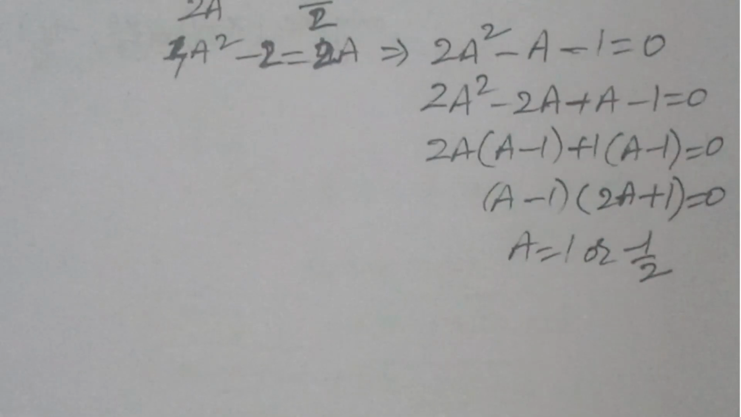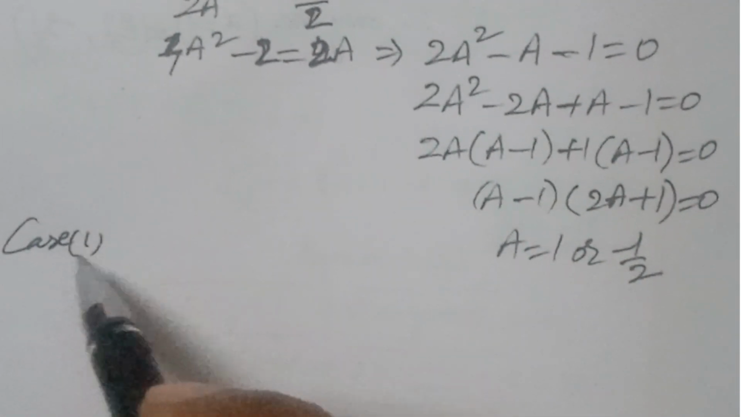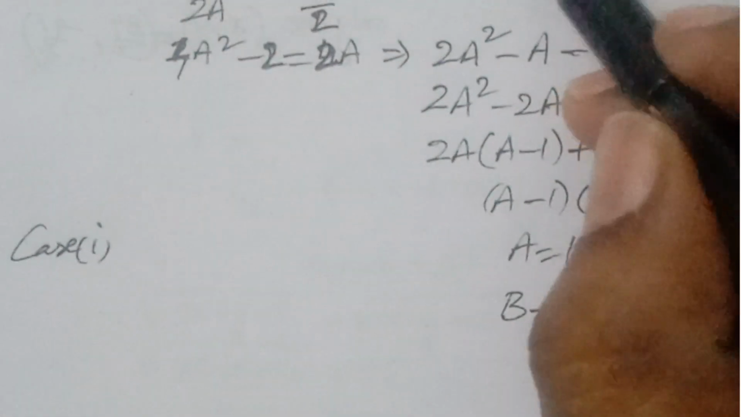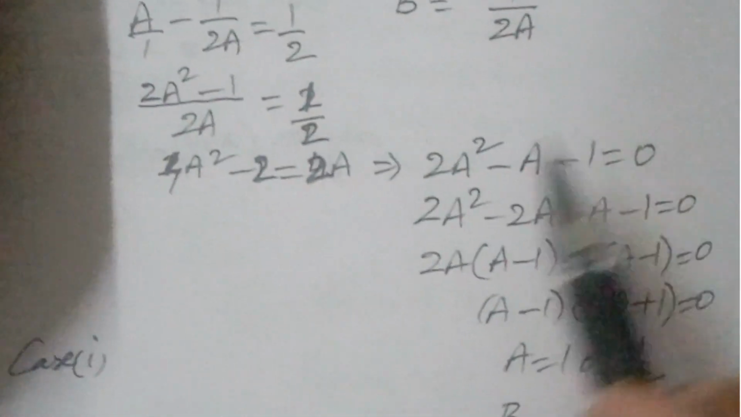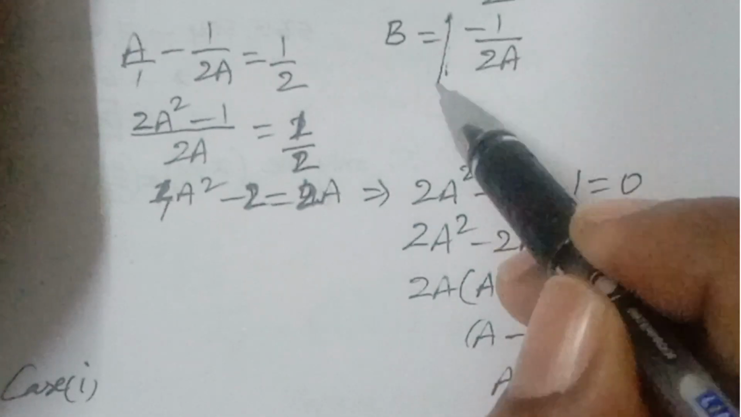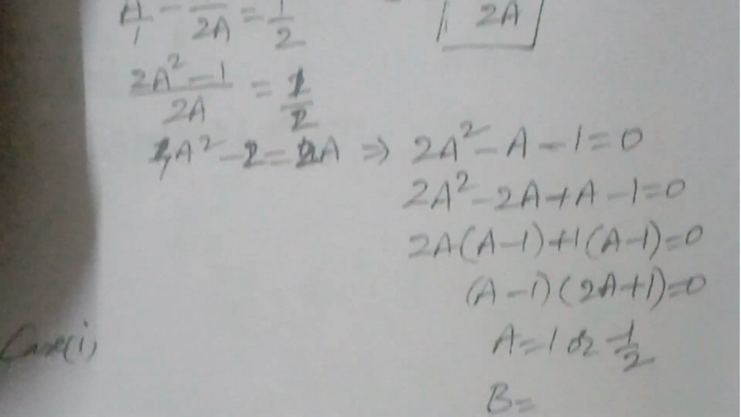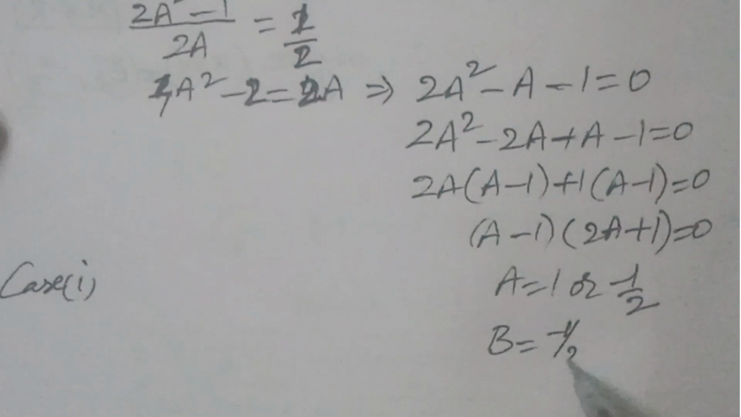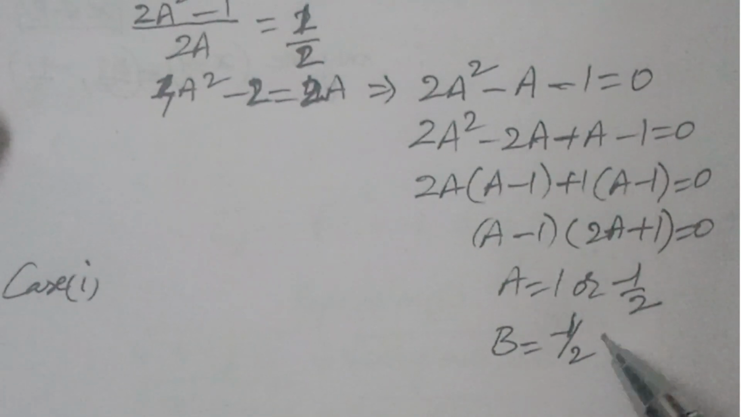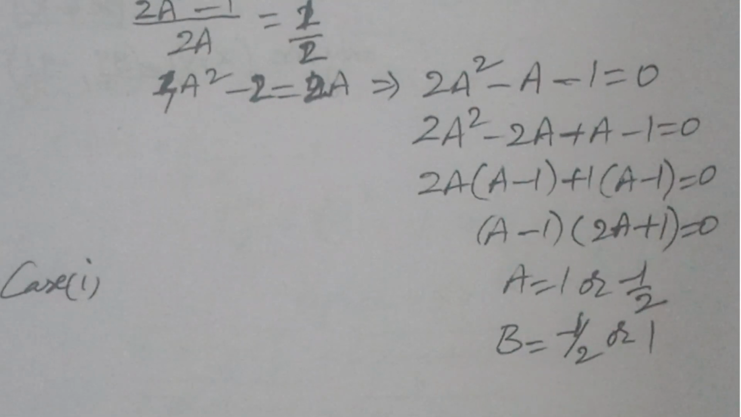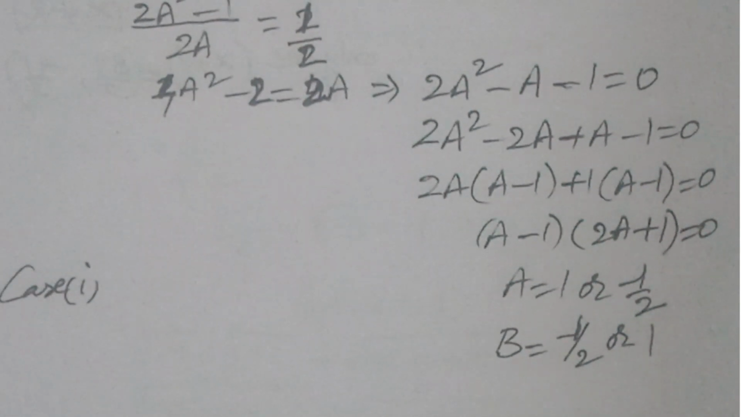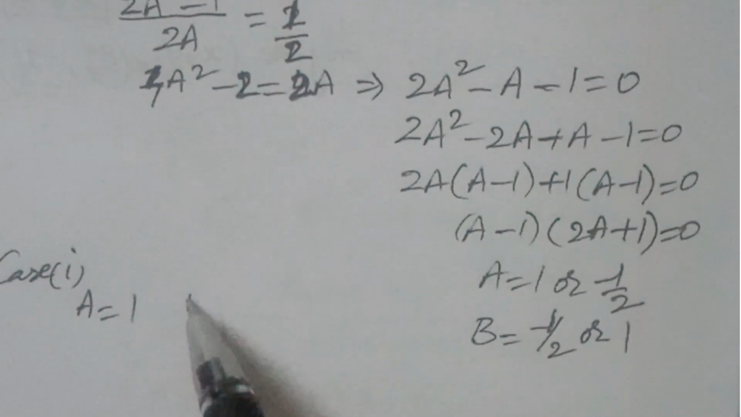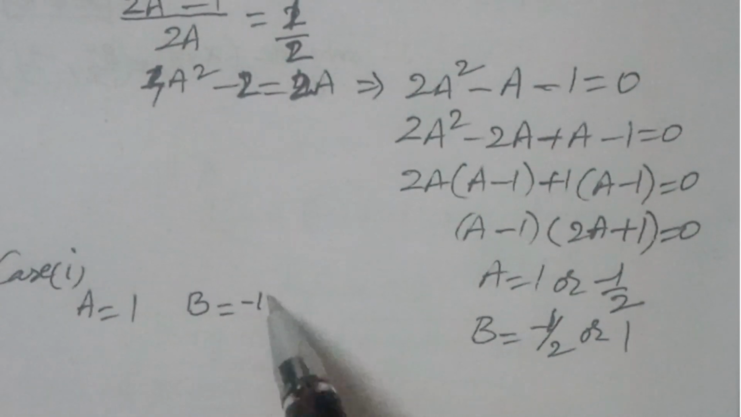Now we will do the cases. Here if you substitute this a value in b is equal to minus 1 by 2a, b value will be minus 1 by 2 or 1. Okay, now case 1: a value 1, b value minus 1 by 2.